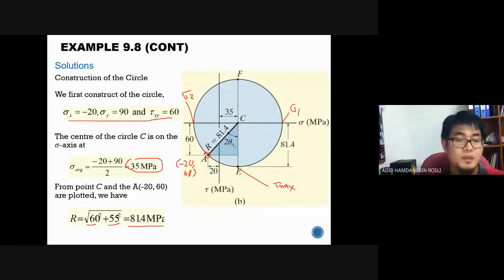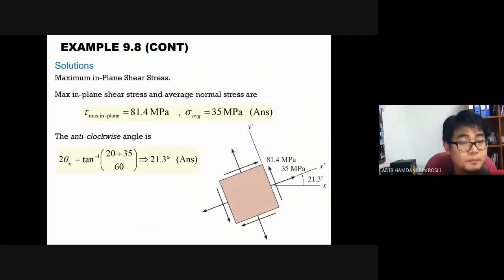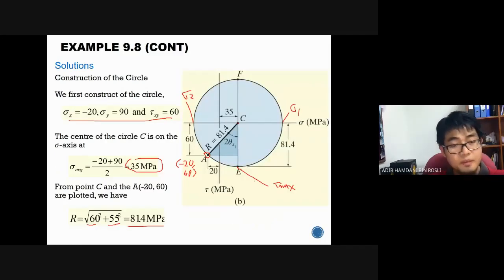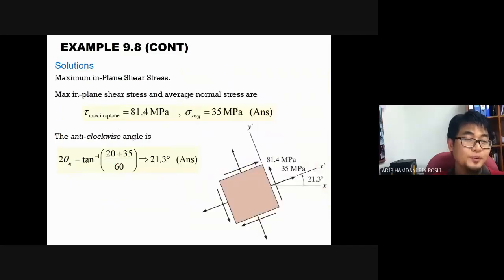Point E, which is the location of the maximum in-plane shear stress. That's what you want to find. And then you need to find the angle, which is 2 theta S1, right? To find this angle, basically tau max here, like I said, actually equals the radius itself, right? So the radius is 81.4, so the tau max in plane is 81.4, right?